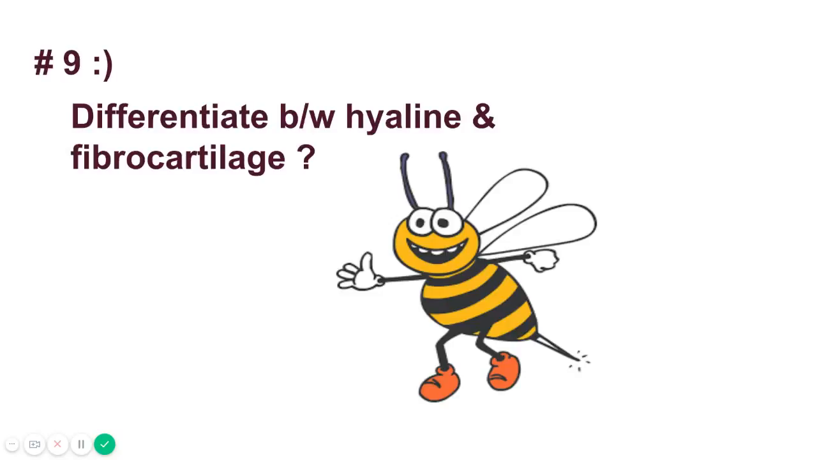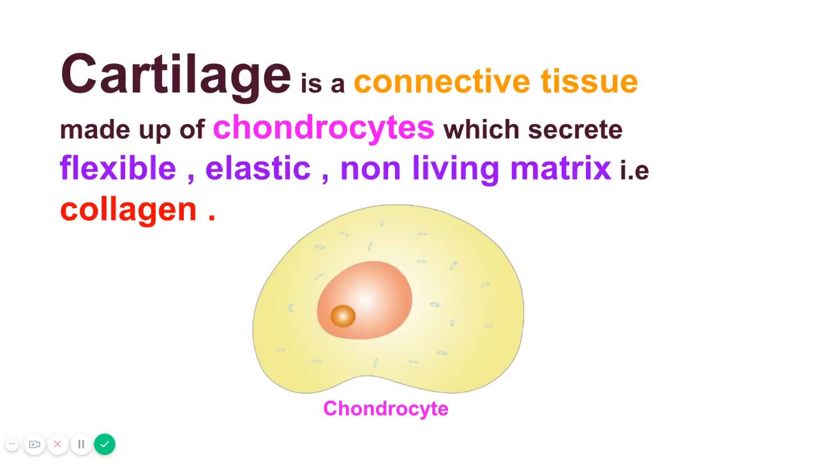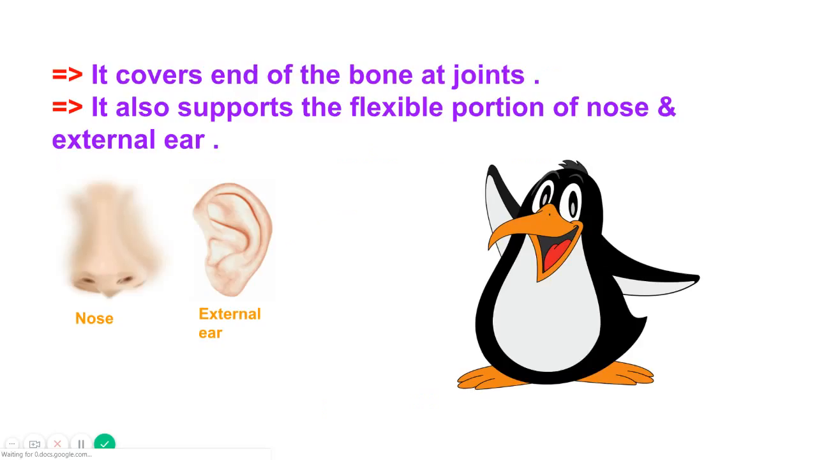Now question number 9 is differentiate between hyaline and fibrocartilage. Students, cartilage is a connective tissue and it is made up of chondrocytes. The cell's name is chondrocyte, as you can see in the diagram. It secretes flexible, elastic, non-living matrix, that is collagen. It covers the end of the bone at joints, and it also supports the flexible portion of the nose and external ear.